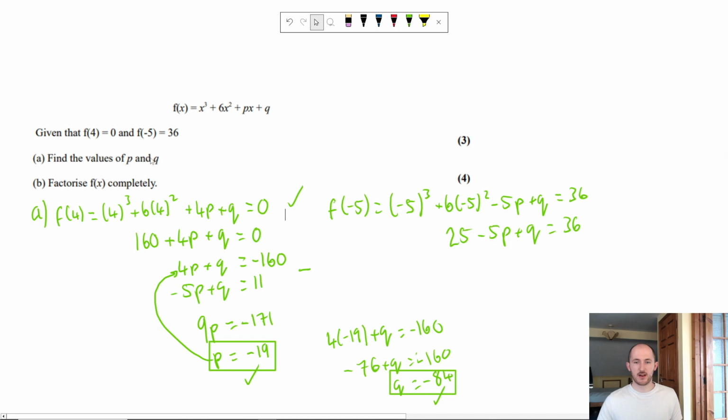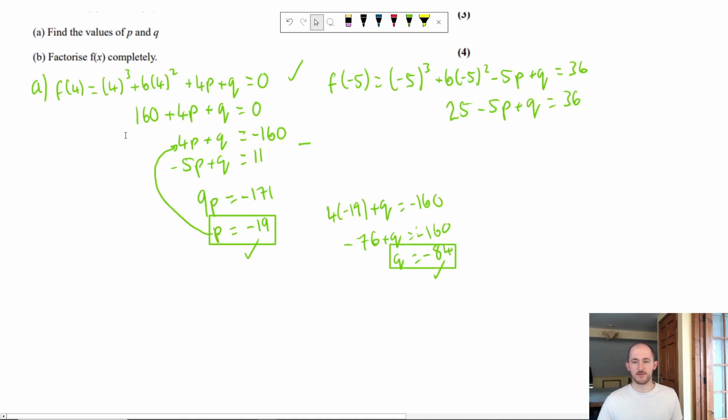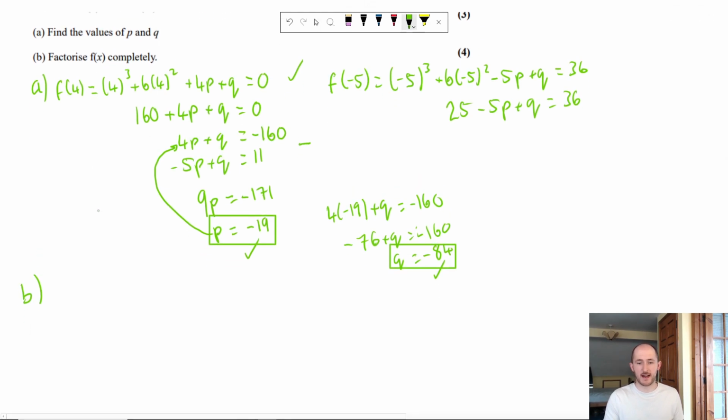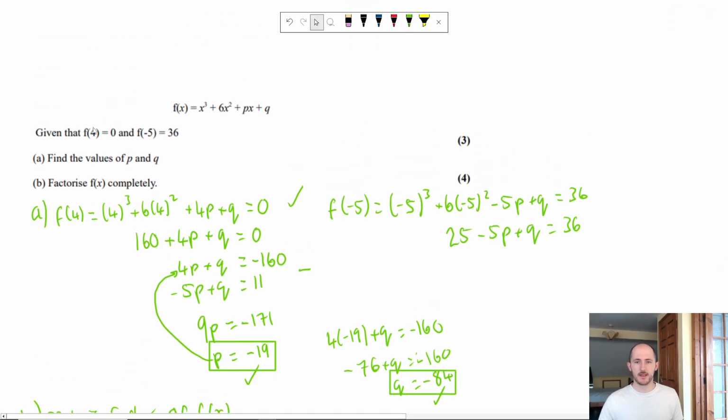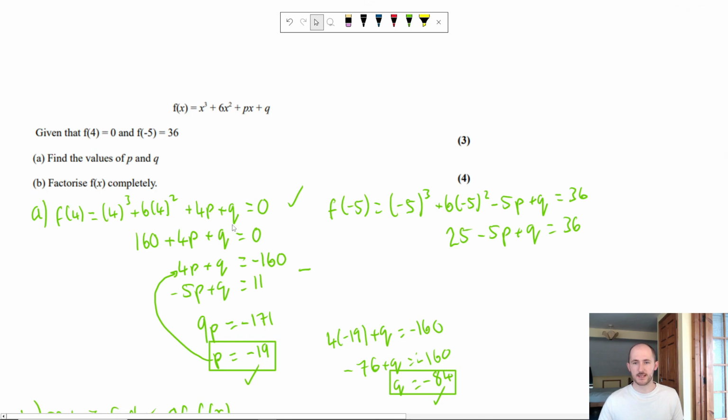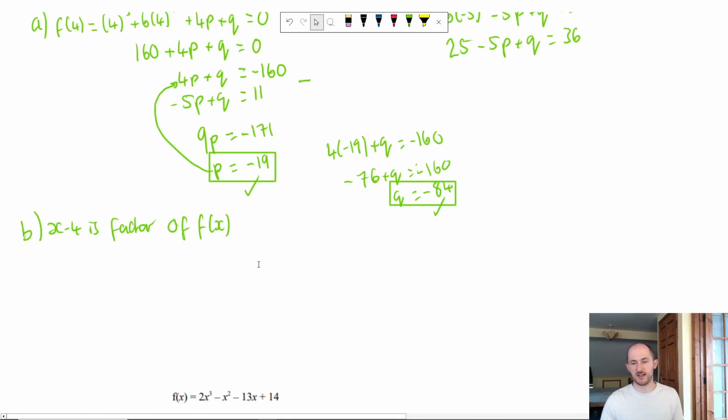Then it says factorize f of x completely. And if you notice, we already have the factor because they've already done it for us. So for part B, we know that x minus 4 is a factor of f of x. Just remember to keep flipping that sign, okay? So because it's plus 4 here, it's minus 4 in the actual solution. So all we need to do is do x minus 4 divided by this expression, and we're done, practically.